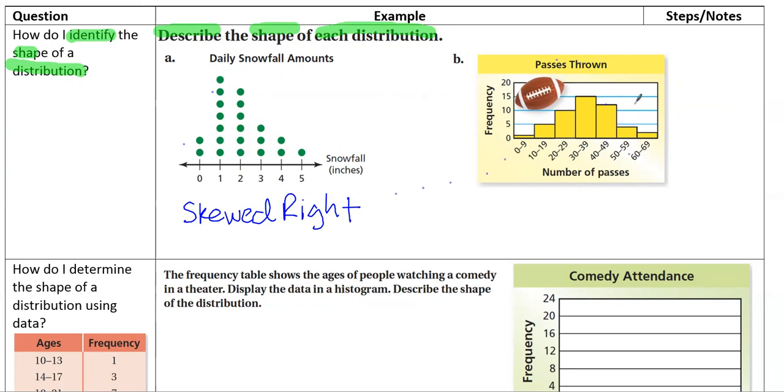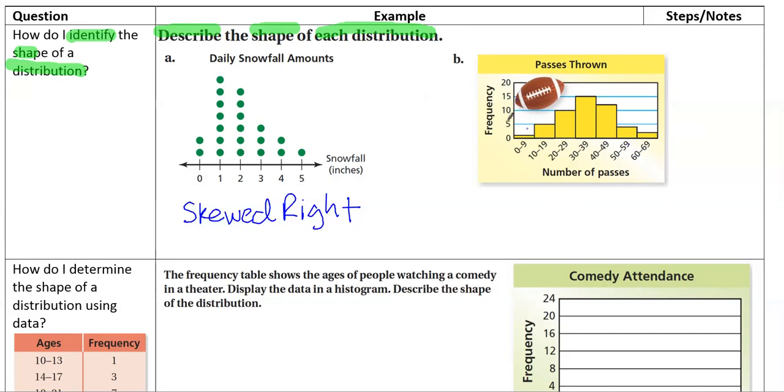What about this data display? Can you identify it? It has 0 to 9, 10 to 19, 20 to 29, 30 to 39, 40 to 49, 50 to 59, 60 to 69. Those are intervals because they're all the same size. They're all 10. They all include 10 different numbers of passes. And the frequency, of course, is how many data points you have in that interval. So 0 to 9, including 0 to 9, it looks like just 1. 10 to 19 looks like we had 5. And you can see 30 to 39 looks like we had 15.